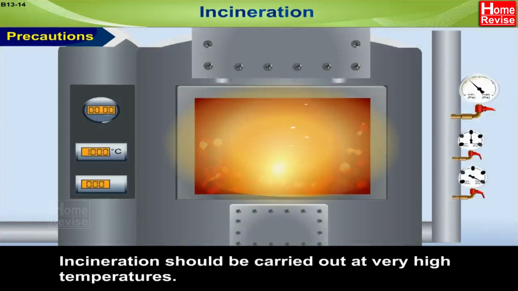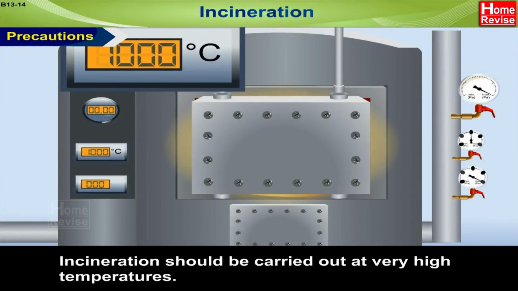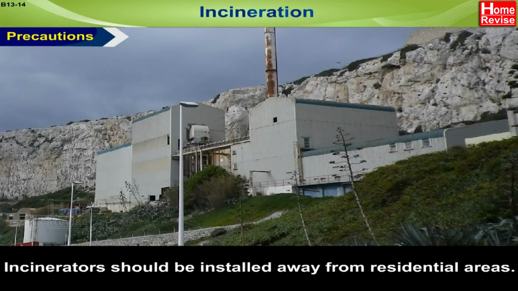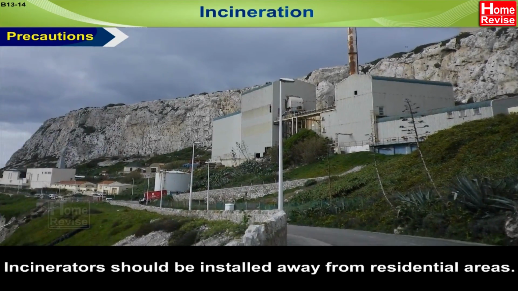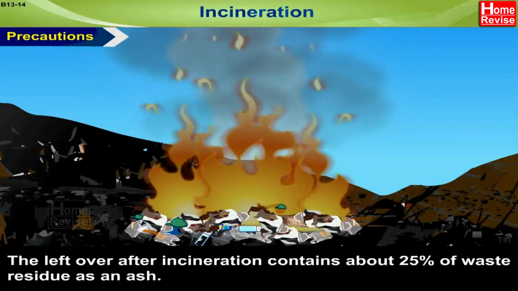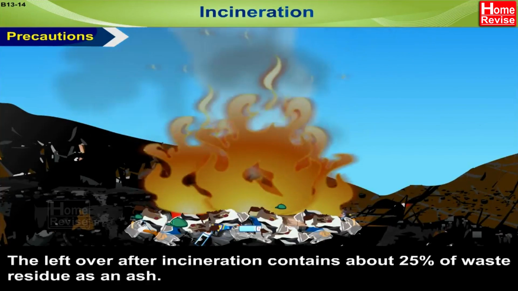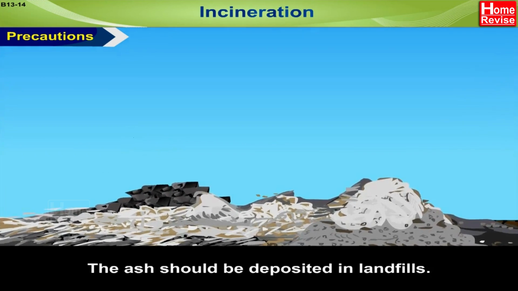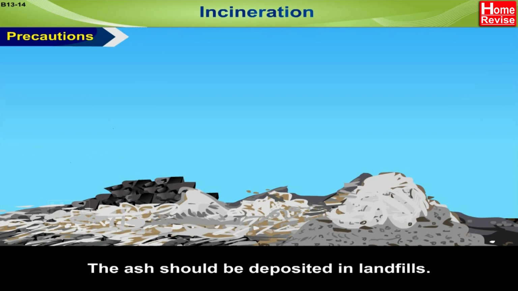Precautions. Incineration should be carried out at very high temperatures. Should be equipped with pollution control devices, which is very important for our nature. Incinerators should be installed away from residential areas. The leftover after incineration contains about 25% of waste residue as ash. The ash should be deposited in landfills.